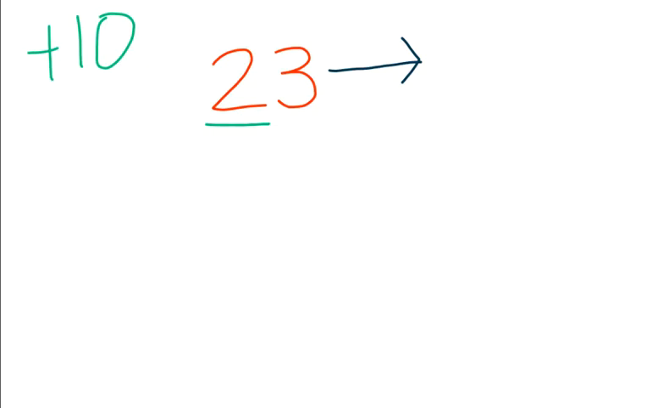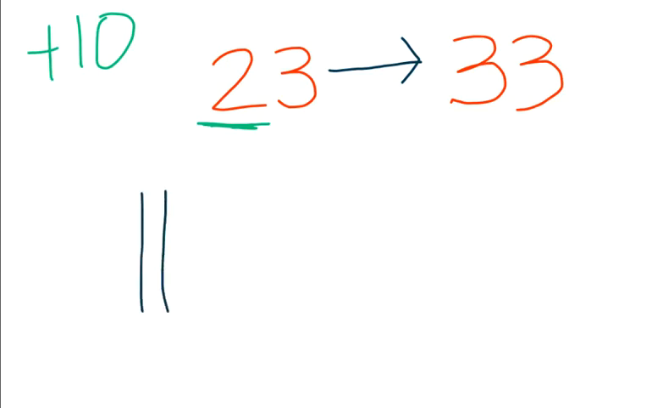So we know that when we say 23 plus 10, our next number is going to have a 3 in the ones place, and our 2 is going to get bigger by one number. We're going to go from a 2 in the tens place to a 3 in the tens place and a 3 in the ones place. 23 to 33. That's like looking at it with our base 10 blocks.